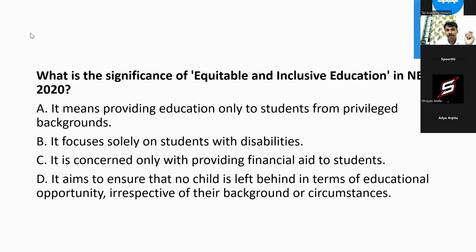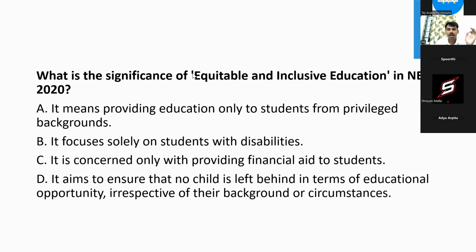Option A, it means providing education only to students from privileged backgrounds. Option B, it focuses solely on students with disabilities. Option C, it is concerned only with providing financial aid to students. Option D, it aims to ensure that no child is left behind in terms of educational opportunity, irrespective of their background or circumstances. Which one is the correct option according to all of you?